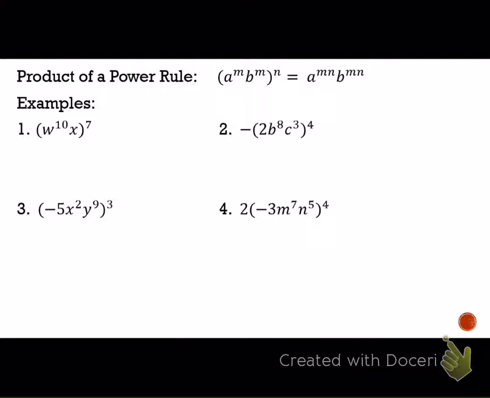All right, so it says the product of a power rule, which is what we just talked about, means you give the exponent on the outside to both pieces, and you multiply them together, right? Isn't that what we just said? So here are some examples. Help me out with these examples here. So Sarah, help me out with the first one.